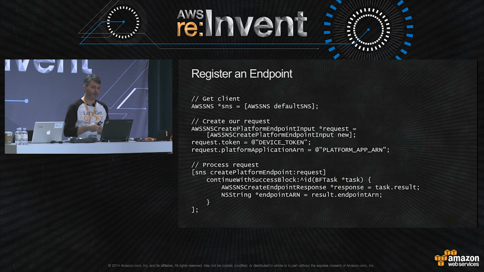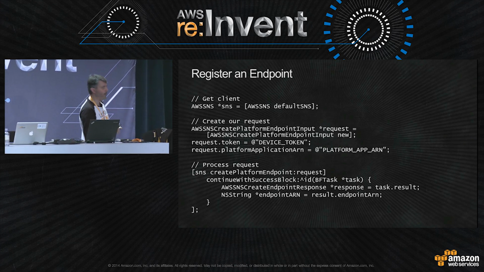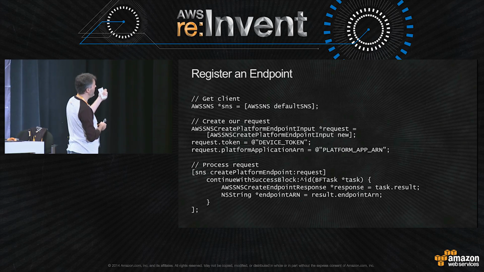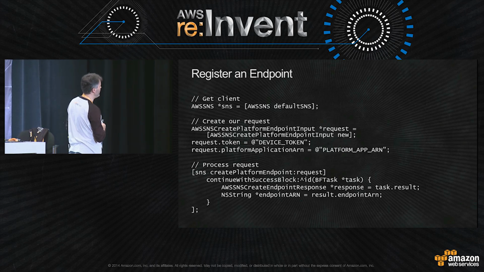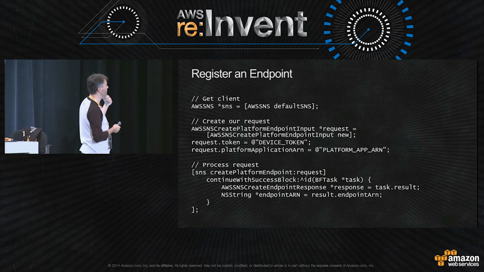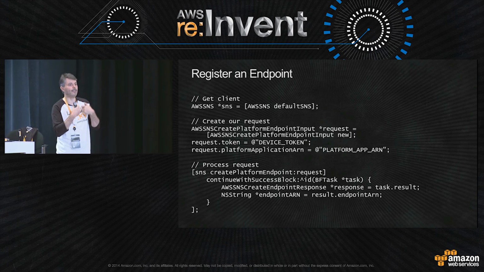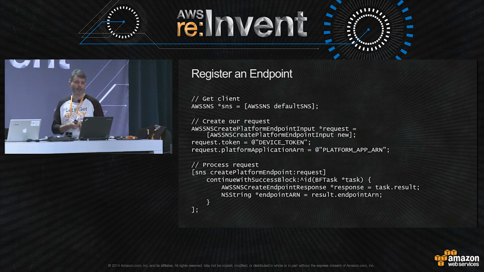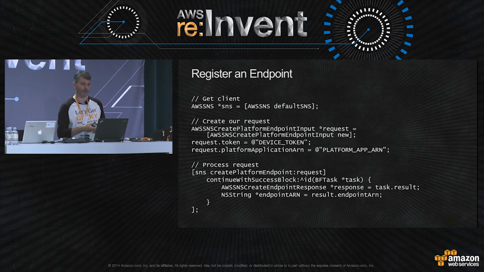So once you have that request, you call the create platform endpoint API on the SNS client, and it will asynchronously call you back with a response in the BFTask, in the Bolts task. The task.result contains the response, and the response contains the internal AWS identifier for that device token, so the endpoint ARN, Amazon Resource Name.